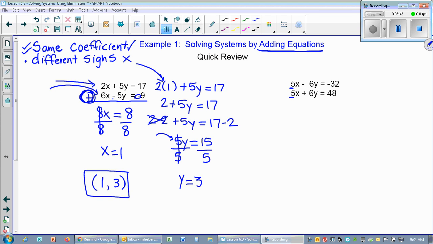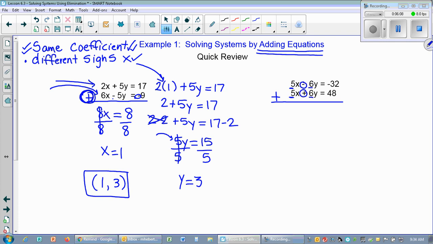The coefficients of the y's are 6 and 6, so they meet the qualification of the same coefficients. And we have a negative sign and a positive sign, so they meet the qualification for different signs. Since we have that happening in our system, we can go ahead and add our equations. So we're going to go ahead and add these guys up.